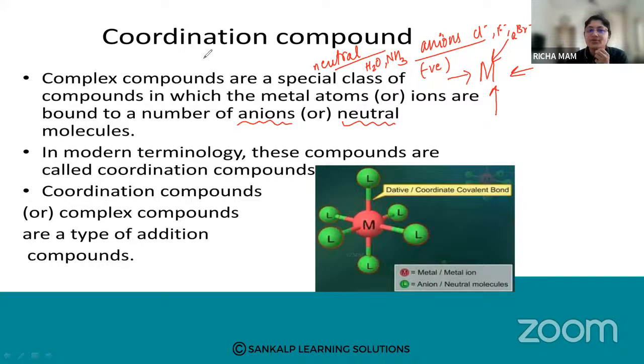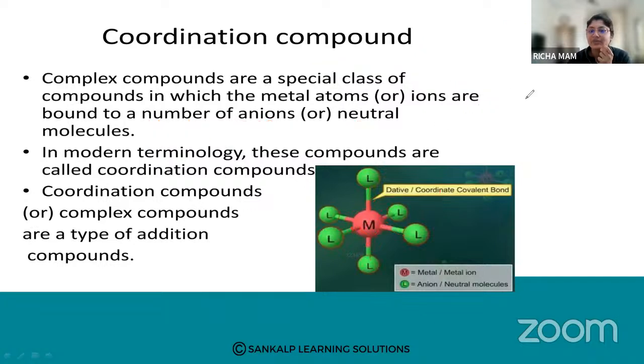So what are complex compounds? A complex compound is a special class of compounds in which the metal is in the center, and L means the anions or neutral molecules, which are termed as ligands. The metal is in the center and surrounding it ligands are present. These ligands are either anions, that is negatively charged, or neutral molecules. So these things you have to remember.